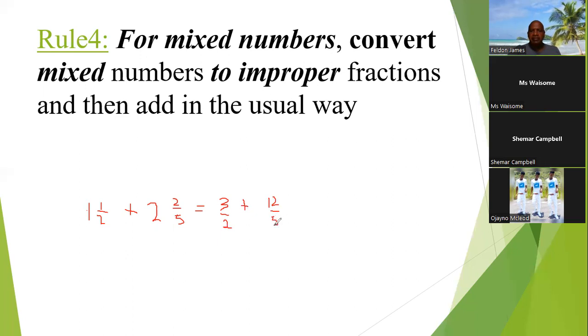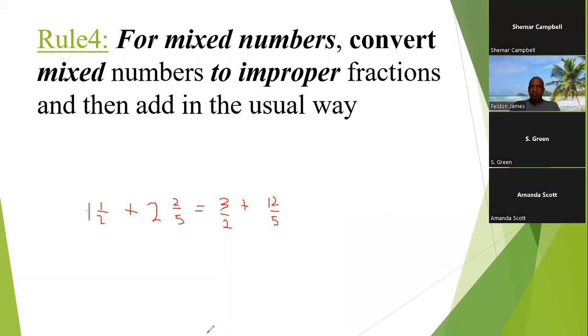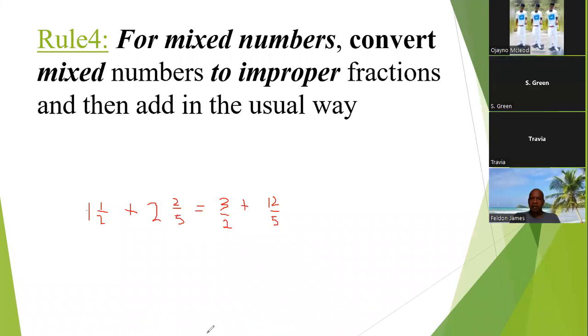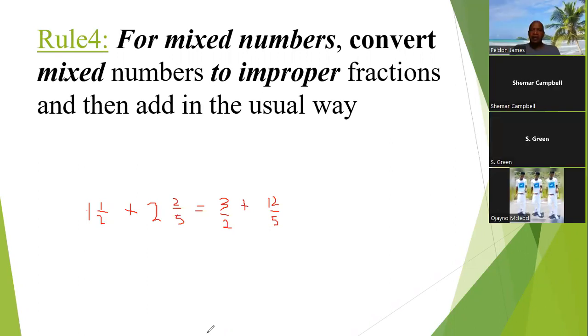So you multiply the denominator by the whole number, then add the numerator, sir. Right, exactly. That's what we're doing when we're doing the conversion. Is everybody clear on that? Raise your hand if you understand how to convert a mixed number to improper. All right, good.